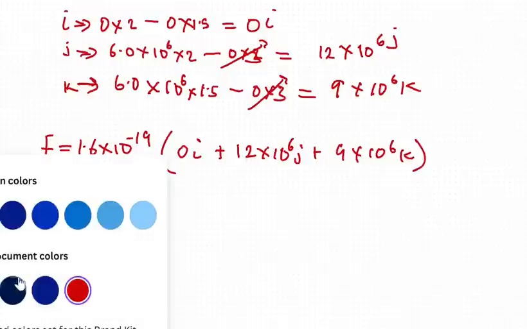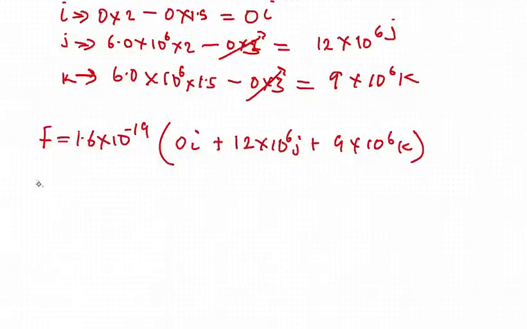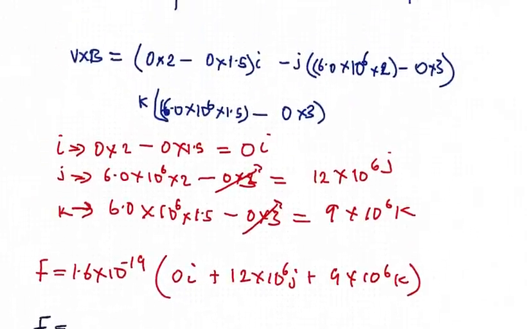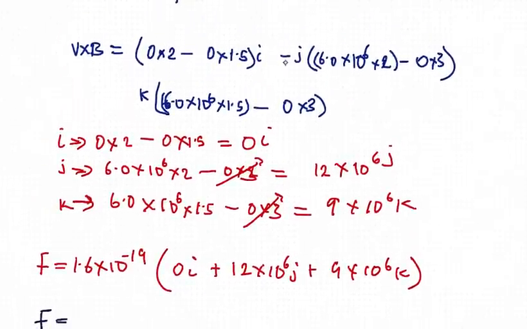So let's change the color and solve. Let's open the bracket. F is equal to this multiplied by i, which should be 0. I think we are missing a minus sign somewhere. Yes, so we forgot the minus sign over here. So this should be minus 12. Minus 12, then this is a negative sign.